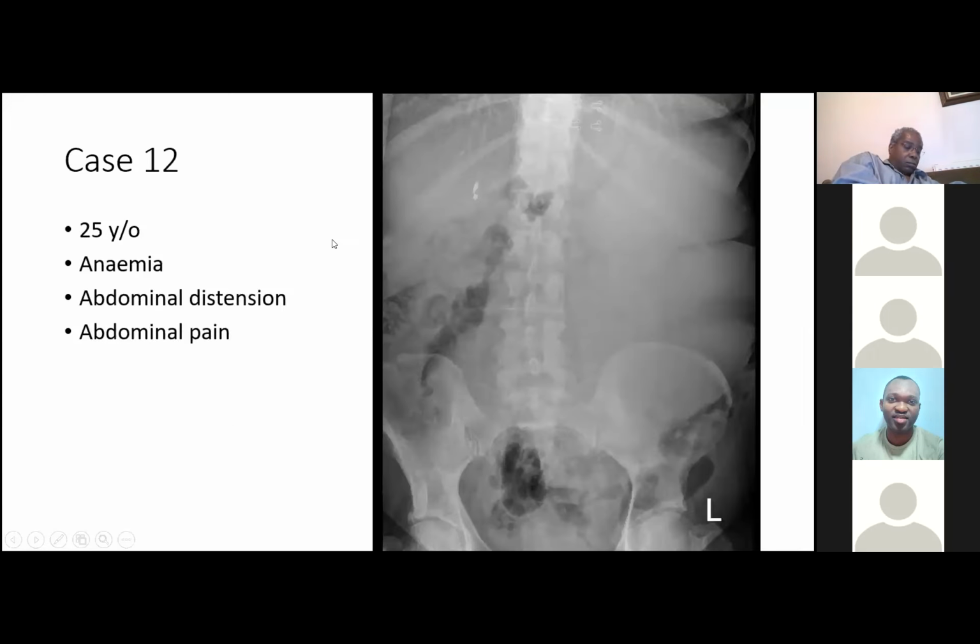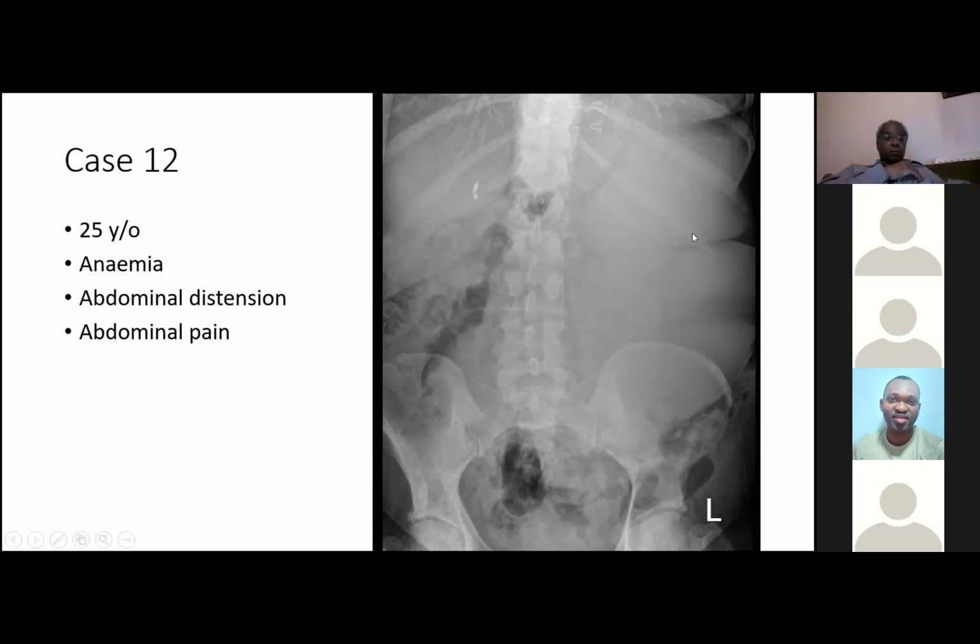Okay, moving on to case number 12. This was a 25-year-old with anemia, abdominal distension and abdominal pain. She had an X-ray of the abdomen, which was performed because of the abdominal distension. Now, in this case, the clinicians were not actually suspecting bowel obstruction. So again, this is another example of an inappropriate use of a plain film, in a patient who was young. So moving over to the plain film, I'll just talk through this one here.